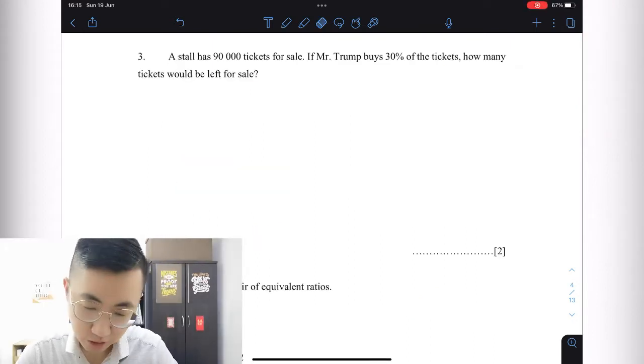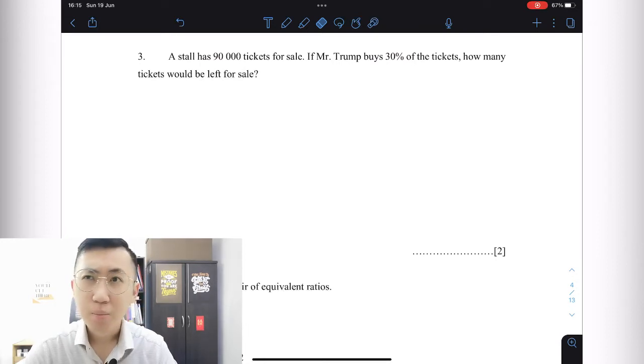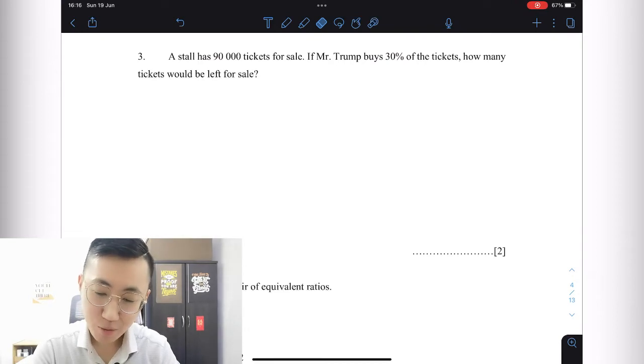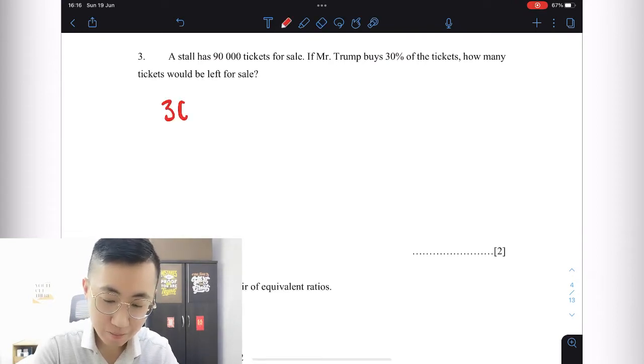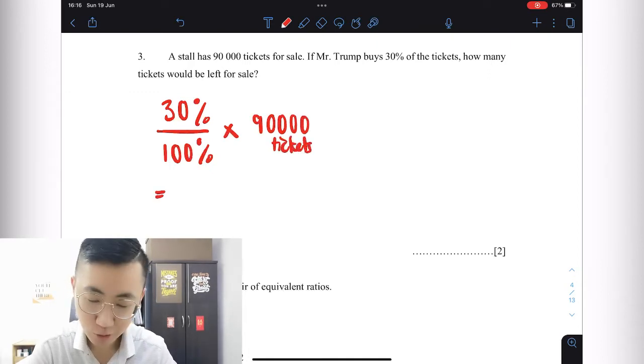Question 3. So a stall has 90,000 tickets for sale. If Mr. Trump buys 30% of the tickets, how many tickets will be left for a sale? Mr. Trump, okay, so is this the Trump that I know? Alright, so let's find out how many tickets that this guy bought. Mr. Trump, yeah, so 30% over 100% multiply with the 90,000 tickets. Okay, so let's find out how many this guy bought for Mr.